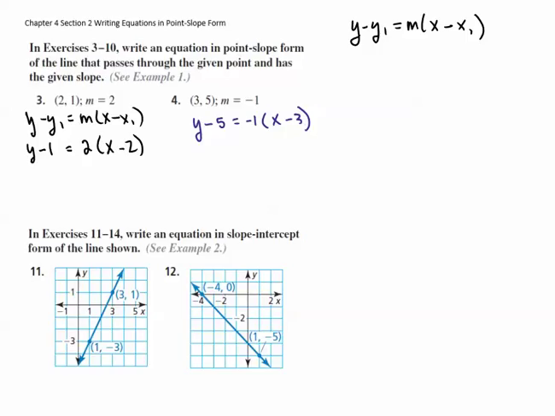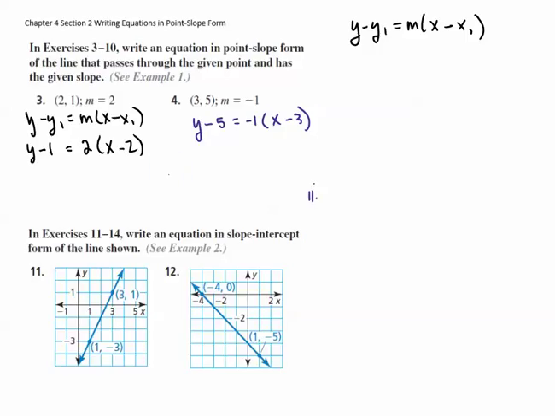Now, next, we want to write an equation in slope intercept form, but we're not given the y-intercept. So in this case, we're going to need to find the slope, plug in a point, and then simplify down from point slope form to slope intercept form. Let's take a look at what that looks like.